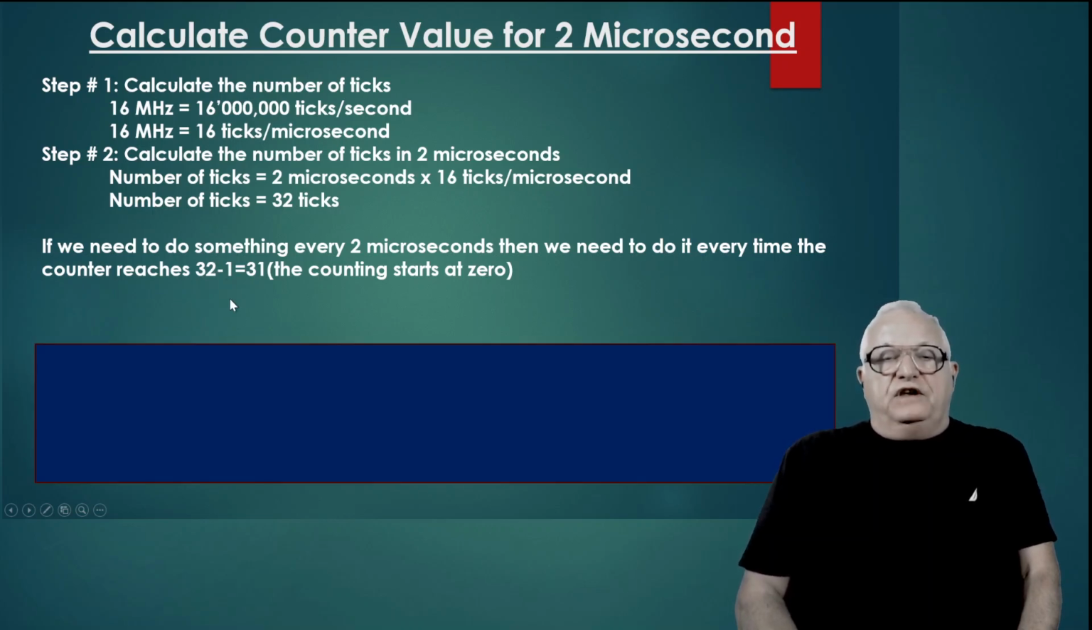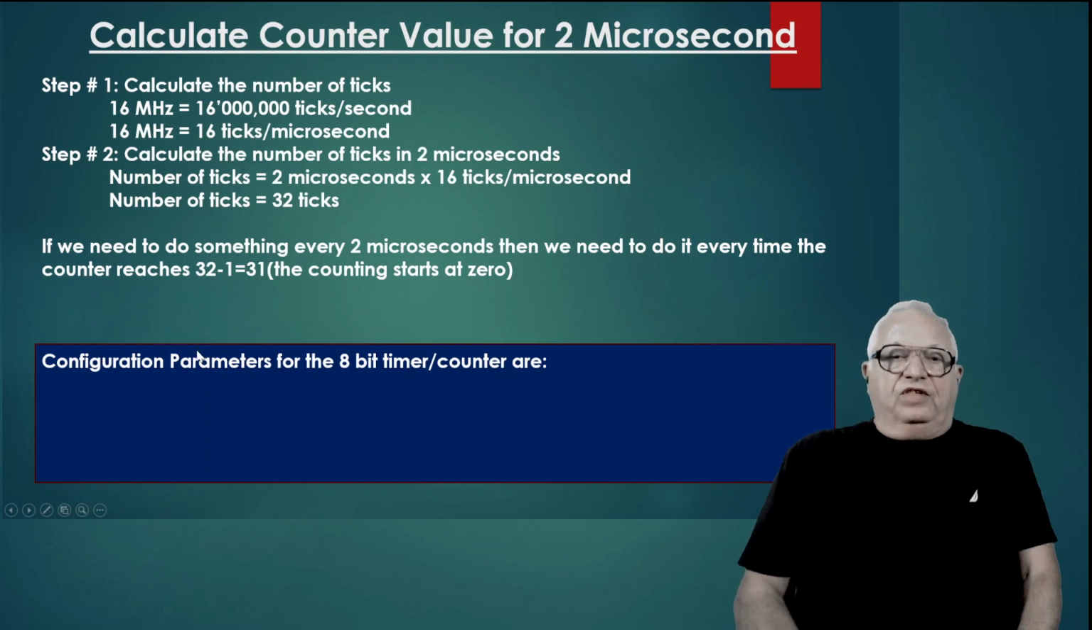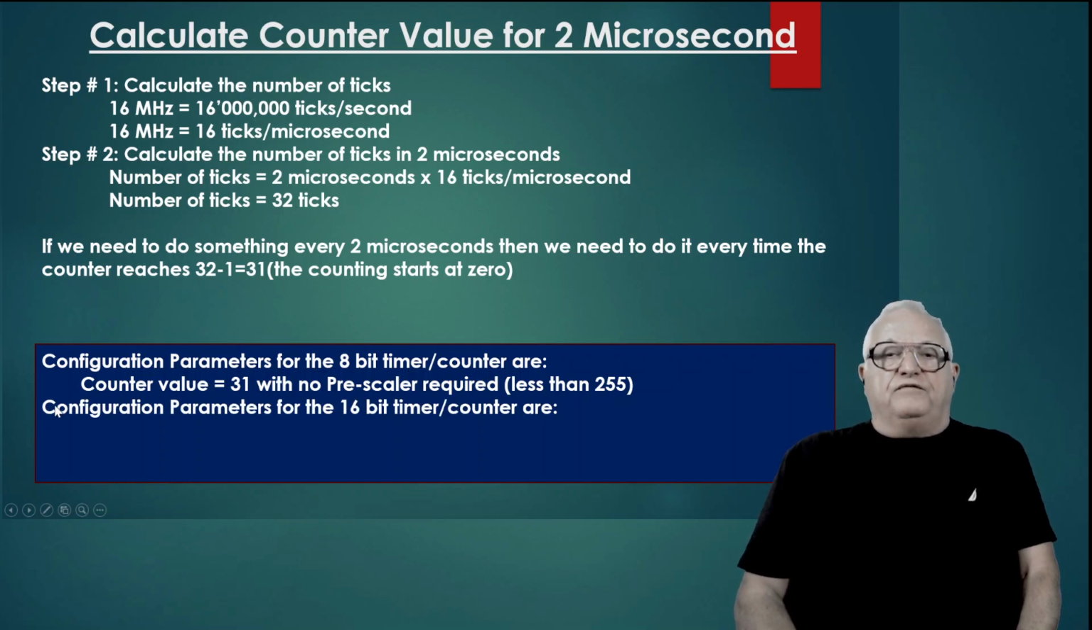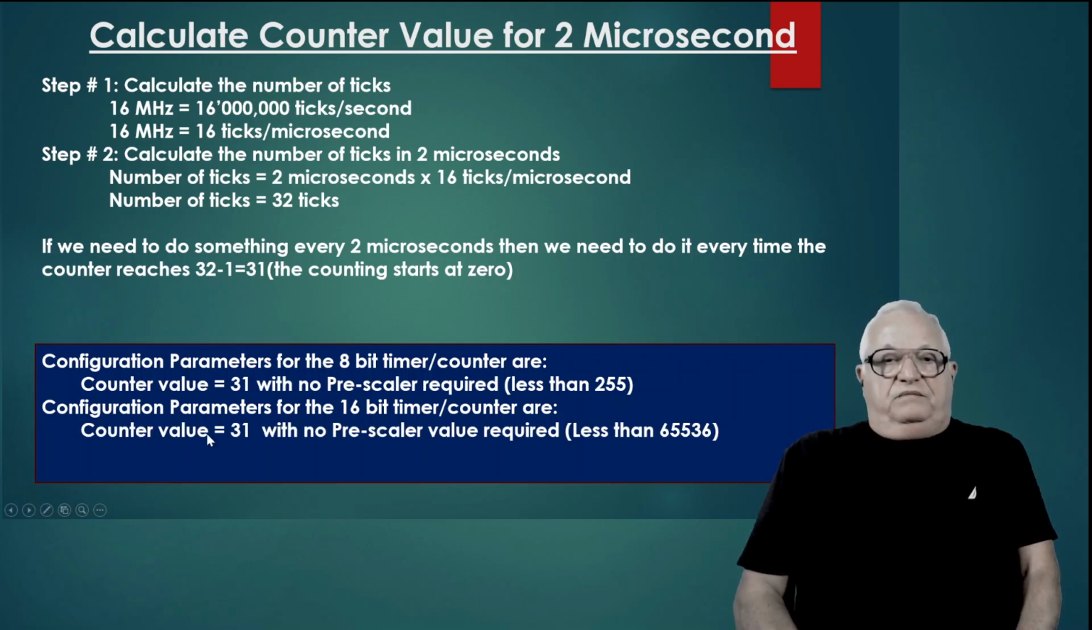So to configure our register for 2 microseconds, we need 2 pieces of information. The counter's value, which in this case would be 31, and 31 fits in the 255, it is under 255, so we do not need, in this case, a prescaler. Now, for configuring our 16-bit timer counter, this would be the same. The counter would be 31 with no prescaler.